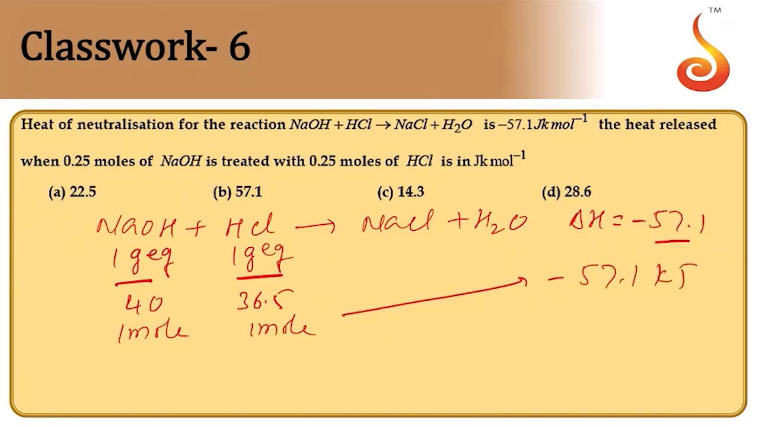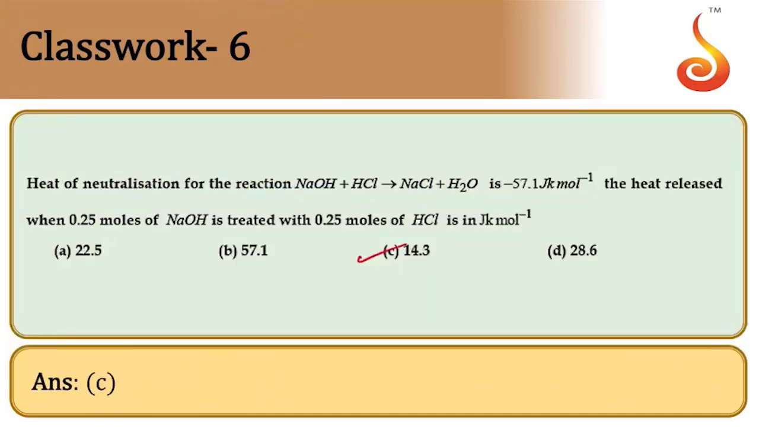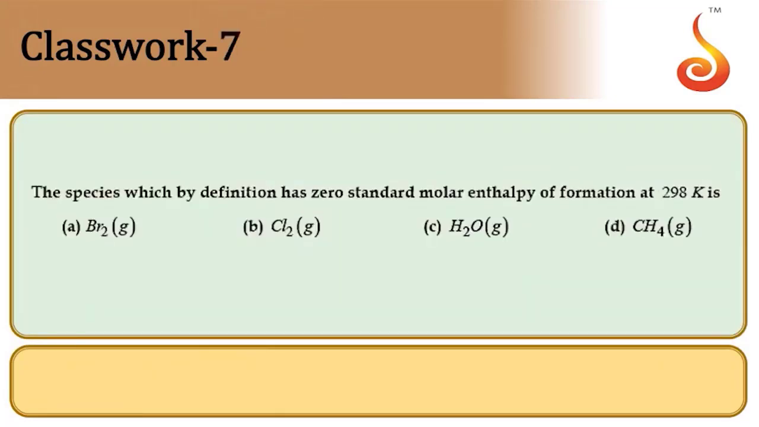57.1 kilojoules of heat. Now they are given as 0.25 moles reacting. Therefore, if it is 0.25 moles, what is the amount of heat liberated? So 1 mole gives 57.1, 0.25 moles means 1/4. So 57.1 by 4 is the answer given to us. So the answer will be nearly 14.3. Therefore, the option is C, 14.3. Option C.